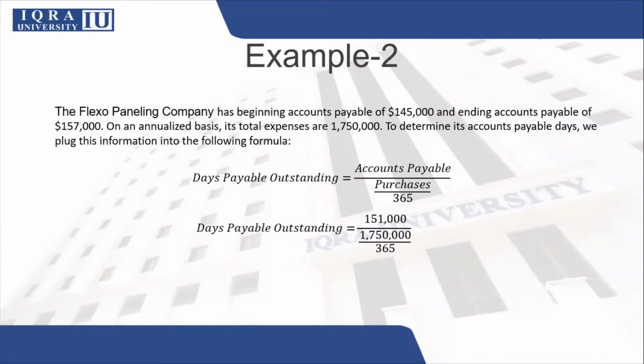Accounts payable, again, you will take average. So you will take this beginning account balance of 145,000 and the ending account balance of 157,000 and add them and then divide it by 2. Similarly, that you did it for the receivables as well. Then on an annualized basis, its total expenses are 1750. So we'll take these as the purchases amount because no other information has been provided to us. And if we do the calculation, it is coming 31.49 days. So you are paying your suppliers in approximately 31.49 days.